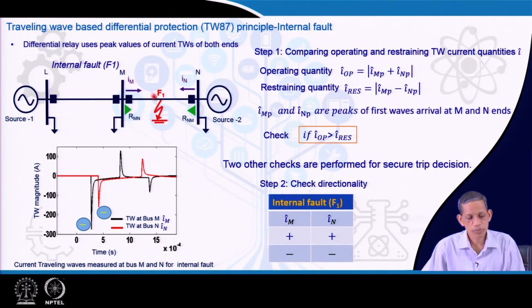So, here what happens, the positive wave propagates this way. So, that is against the conventional direction. If we consider that as negative, then for this side also it all becomes negative. So, both are negative and negative, and if the wave generated here is a negative signal, then both will be positive. So, that is what we say the direction at M N for the current wave originating from the fault F 1. This is the situation for internal fault. What we are discussing is for internal fault.